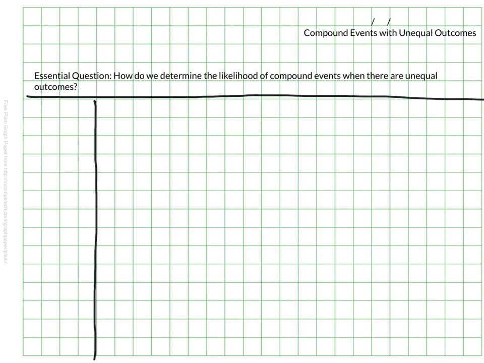The essential question for the video today is, how do we determine the likelihood of compound events when there are unequal outcomes? Up to this point, we've been looking at compound events with equal outcomes, right? Heads or tails is an equal outcome, or a spinner where all the sections are equal. But let's take a look at something a little different.